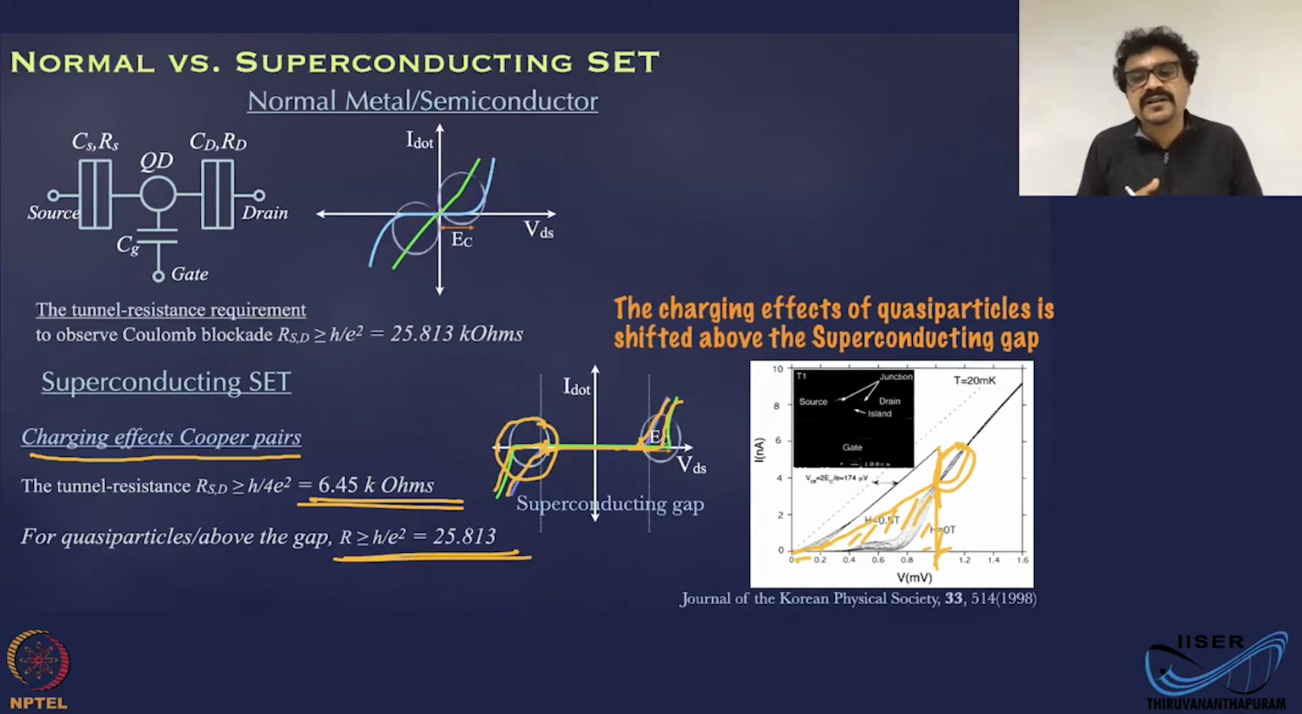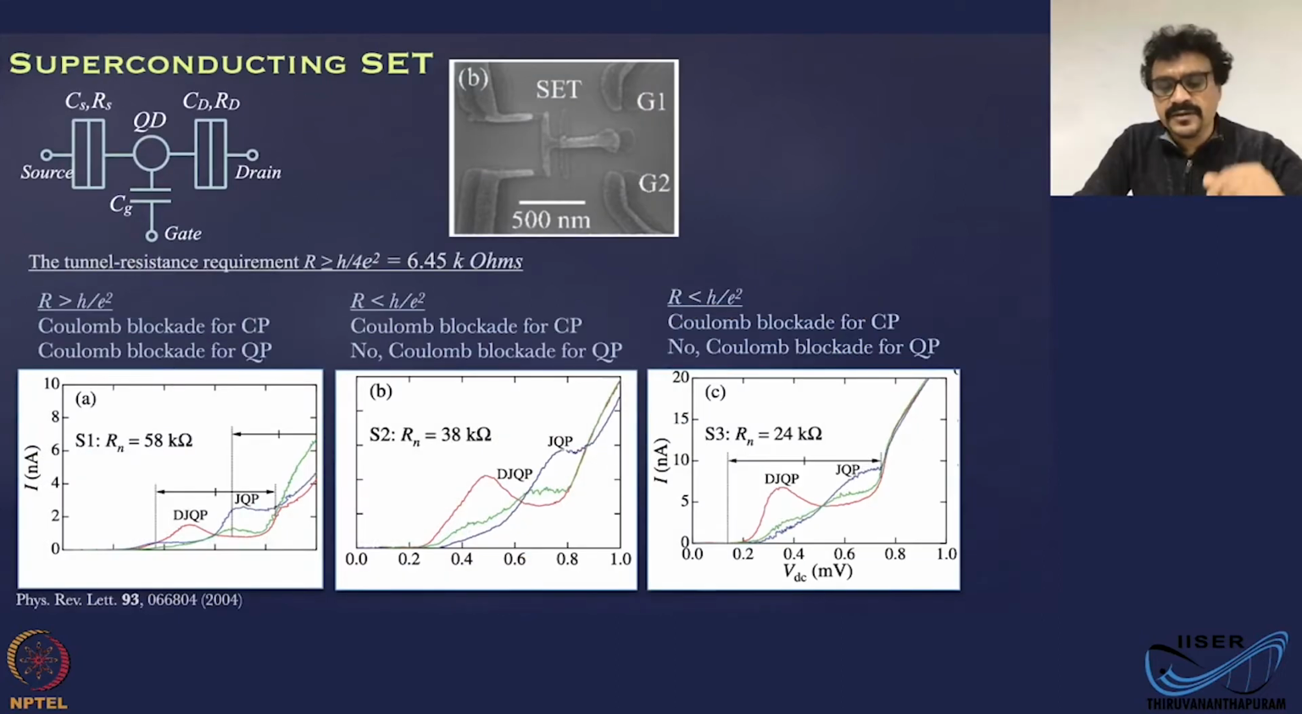But quite often, a superconducting SET is preferred over a normal state SET because you need only a lower resistance to see the charging effects of Cooper pairs, whereas the quasi-particle charging effects require a higher resistance, which will have detrimental effects for various technologies.